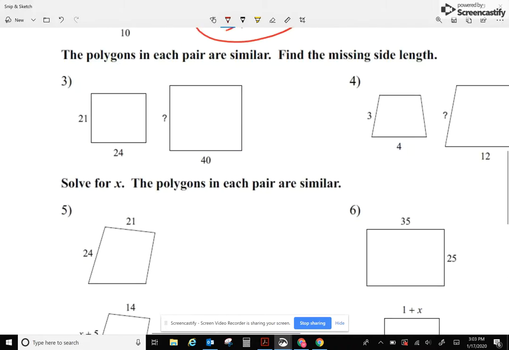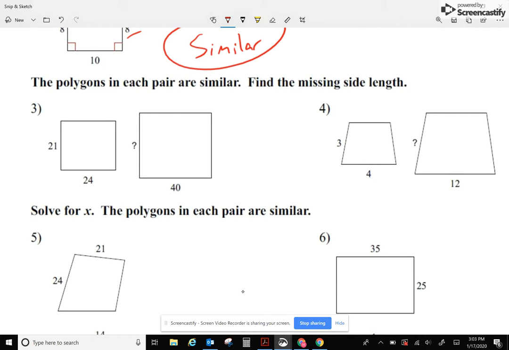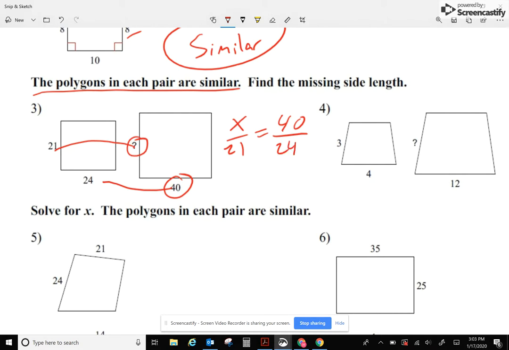Now let's take a look at question number 3. The polygons in each pair are similar, so I'm already saying that the sides are proportional. I see the figure where I have an x. Remember the question mark, I call it x. So I'm going to be using x and 40. X goes with 21. 40 goes with 24.